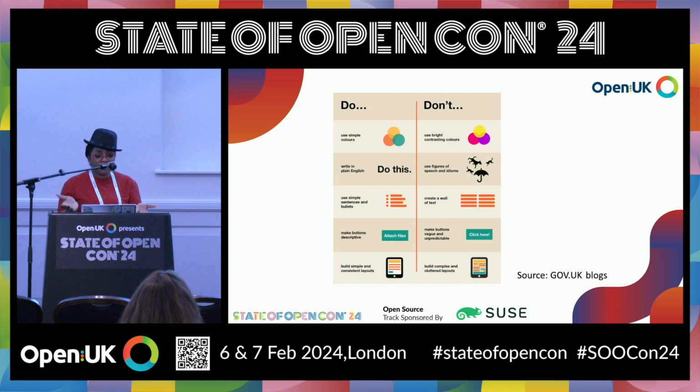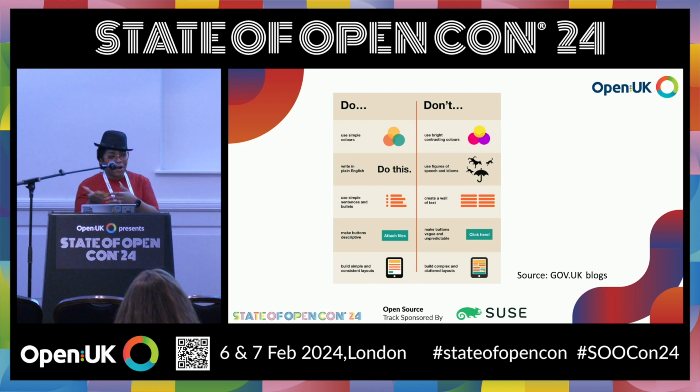So use simple colors, don't use bright contrasting colors that make it hard to read. Write in plain English, don't use figures of speech and idioms and assume that everybody will understand all those things simply because you do. Use simple sentences and bullets. Don't create a wall of text. The fact that you're writing documentation doesn't mean it should be scary when people come and they're just seeing a whole block of text and they're like, where do I start from? Sometimes people just want to skim through your document and be able to pick out important information easily. Having a whole wall of text is going to make this really difficult.